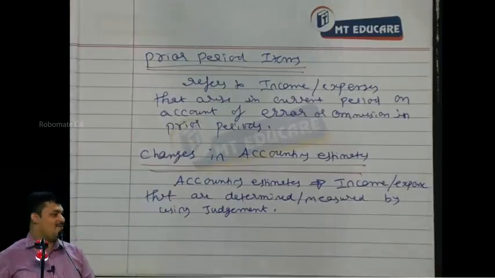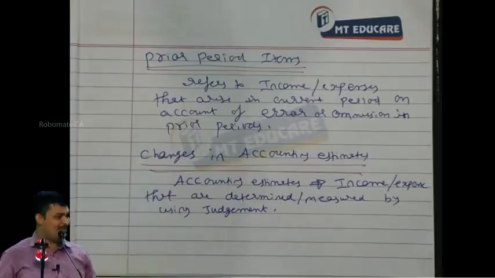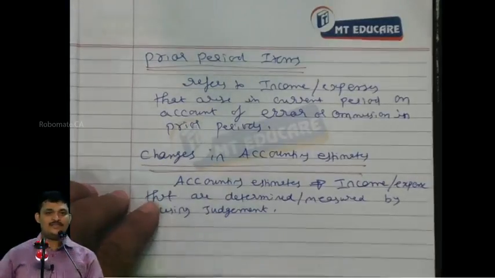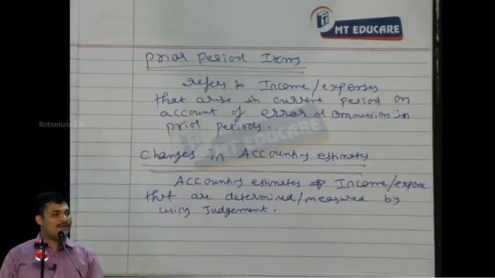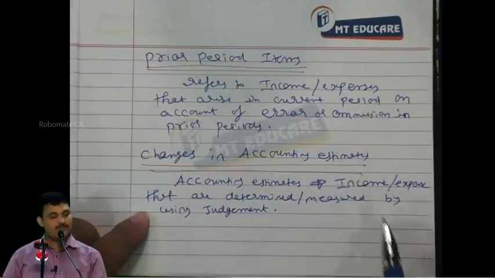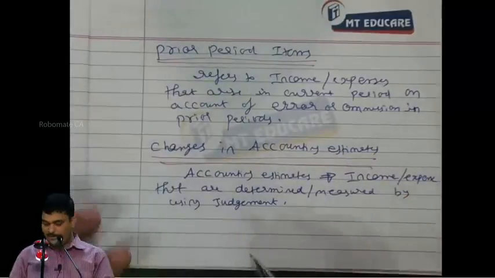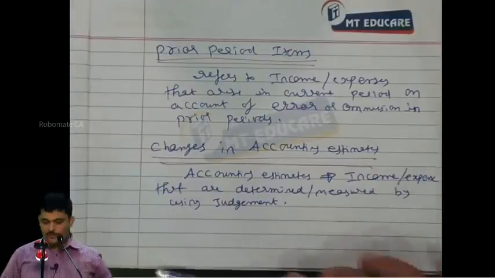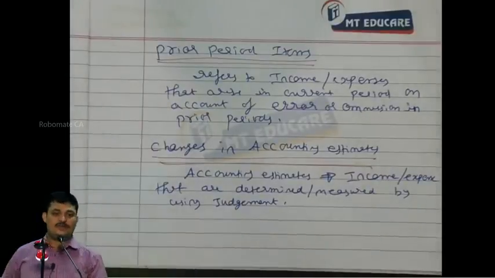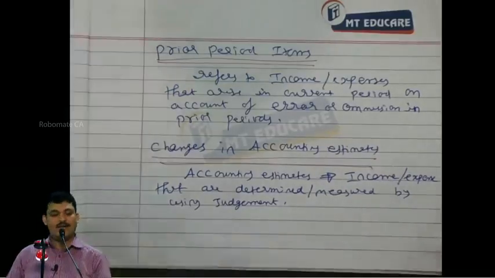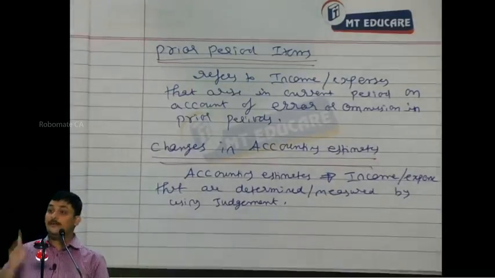Accounting estimate. I told you not to study overnight. Accounting estimate refers to income or expense that are measured, determined using judgment. Understood? Now we are discussing change in accounting estimate. Understood? So when an estimate changes subsequently, it is known as change in accounting estimate, to be separately presented in the statement of P&L, not as prior period item.